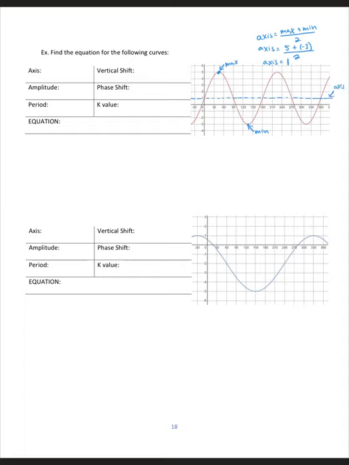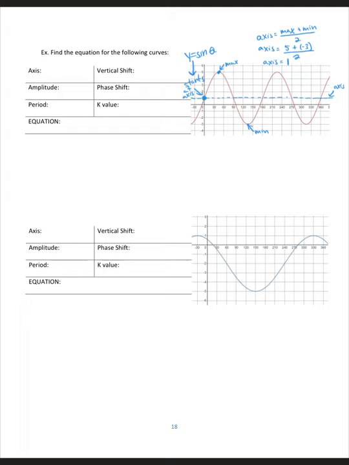Okay, and you can see that that axis is exactly where the graph starts. So the graph starts at the axis. So since it starts at the axis, we're going to use our sine function. So we're going to transform y equals the sine of theta for this graph, because that's going to require no phase shift since it starts right at the axis. So because it starts at the axis, we're going to use our sine of theta.